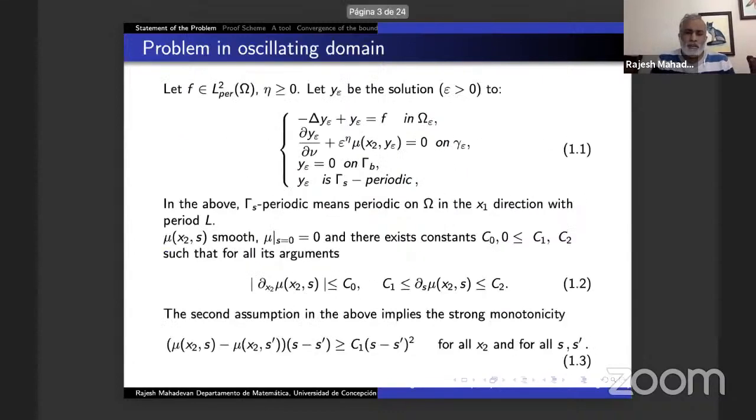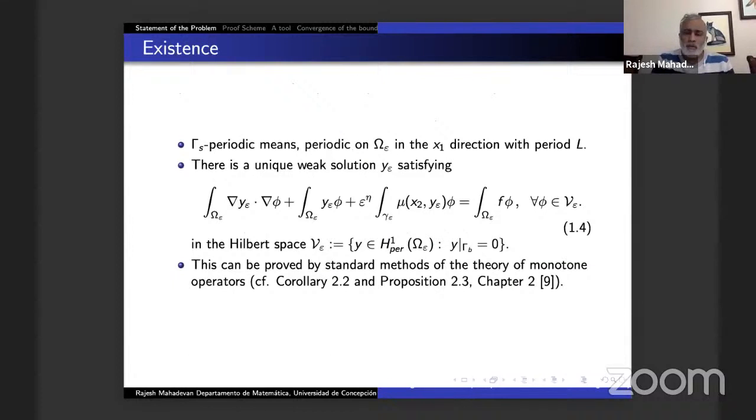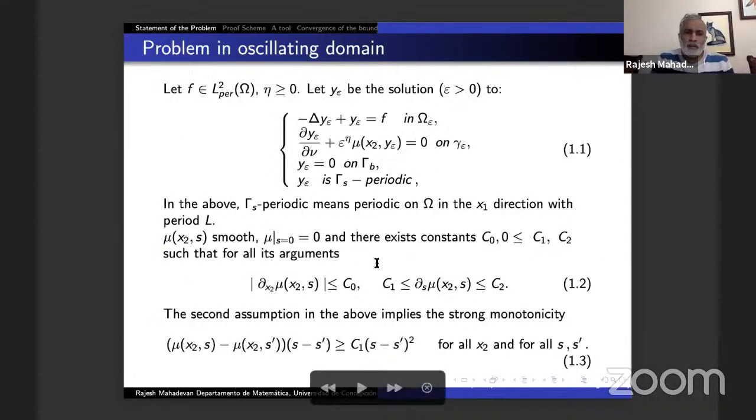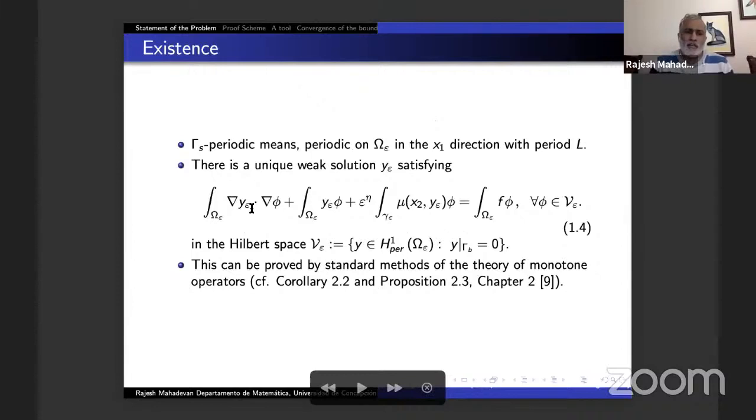So the weak formulation of the above problem is the following. So you have the integral over omega epsilon grad y epsilon grad phi plus integral over omega epsilon of y epsilon phi plus epsilon to the eta. This comes from the Robin condition, epsilon eta over the oscillating boundary gamma epsilon of the term mu of x2, y epsilon, and this is the source term.